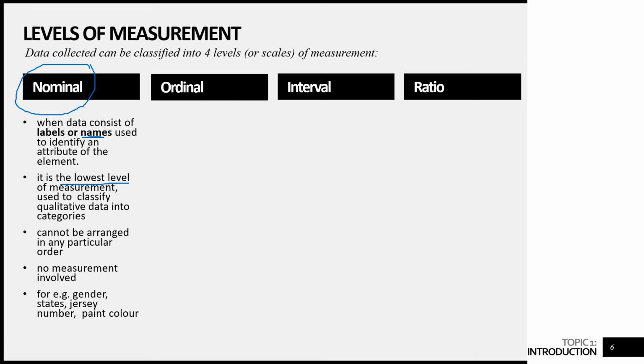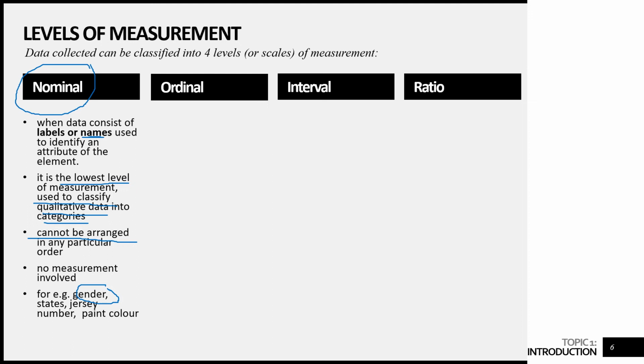Besides that, the nominal level of measurement is also used to classify qualitative data into categories, as I mentioned before. And the thing with nominal levels of measurement is you cannot arrange them in any way. For instance, gender. There's male and female, but there's no way for us to say which is better. You can't say male is better, or you can't say female is better. Because there's no way for us to determine which is better, that is why it falls under the nominal category.